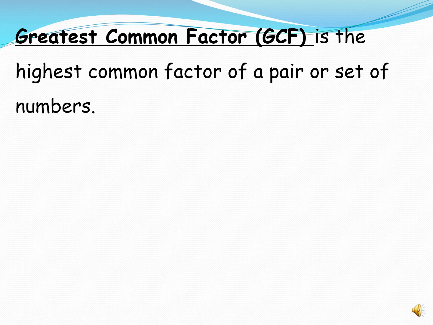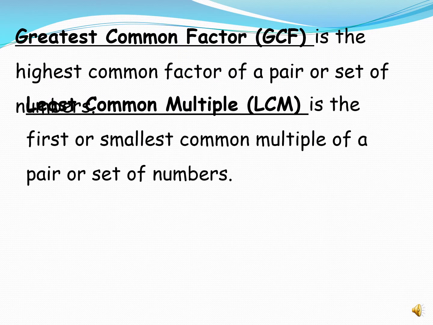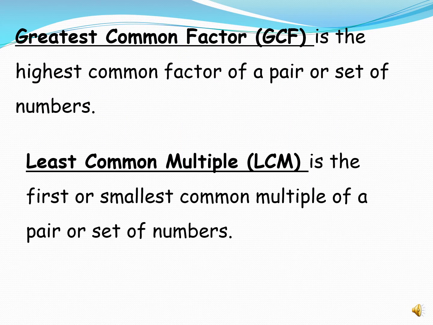Greatest common factor or GCF is the highest common factor of a pair or set of numbers. Least common multiple is the first or smallest common multiple of a pair or set of numbers.